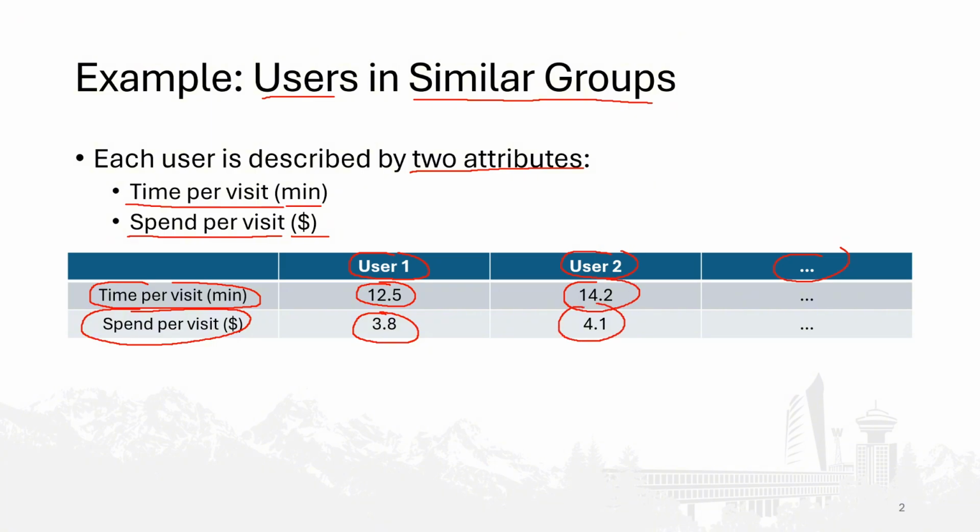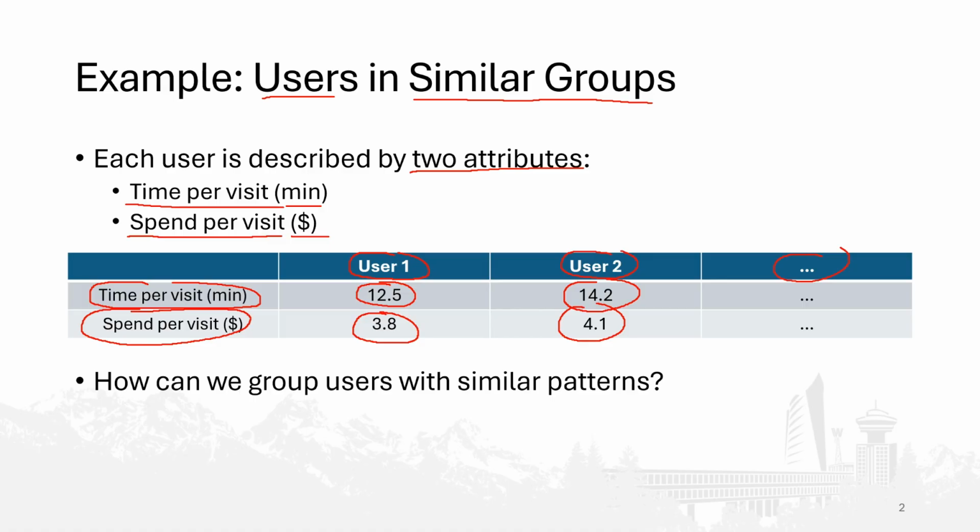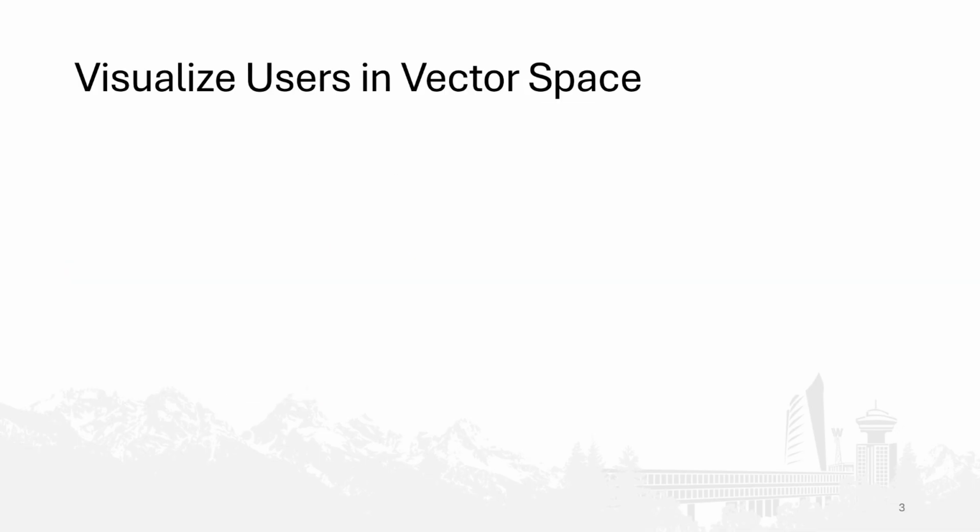So now the question here is, how can we group the users with similar patterns? If they have similar patterns for the time per visit and also the spend per visit, how do we group those users together? So that's the question here. Before we answer this question, let's first visualize the users in vector space.